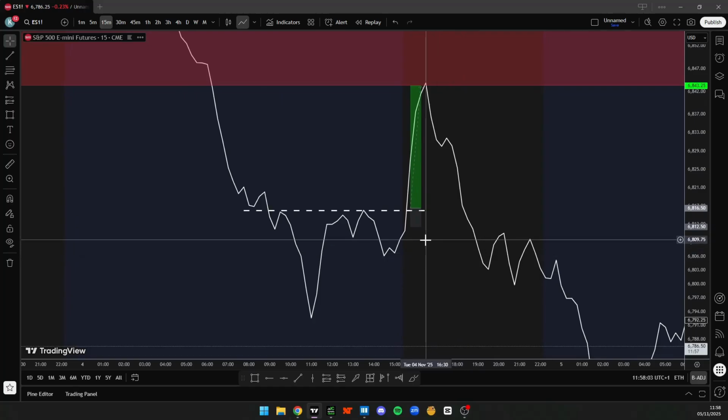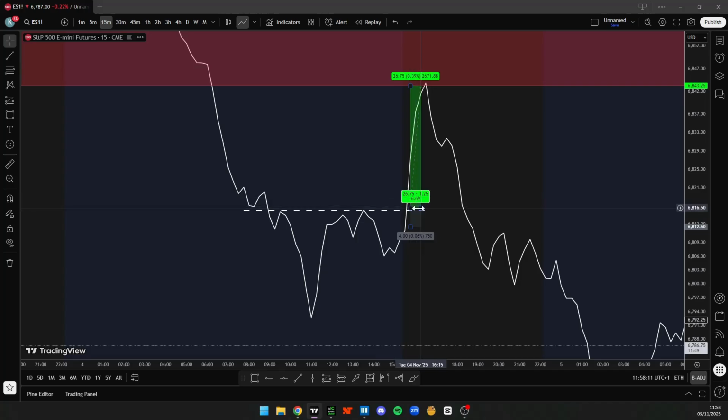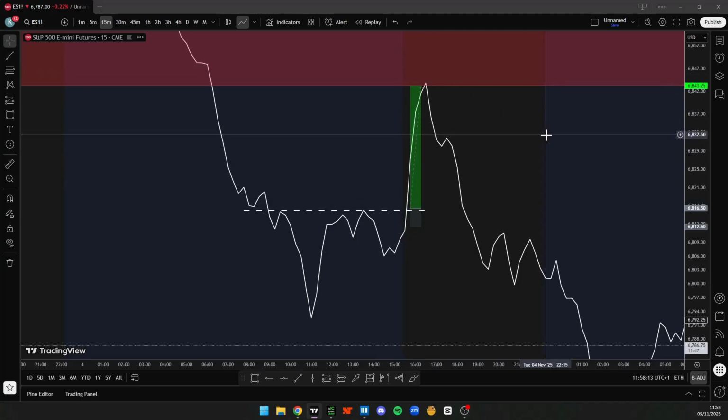And what I basically wanted to see is either a lot of rejections right here and then price go down, look for shorts, or I wanted to see an aggressive break and then a retest of that and then a massive move up. And this is exactly what happened.